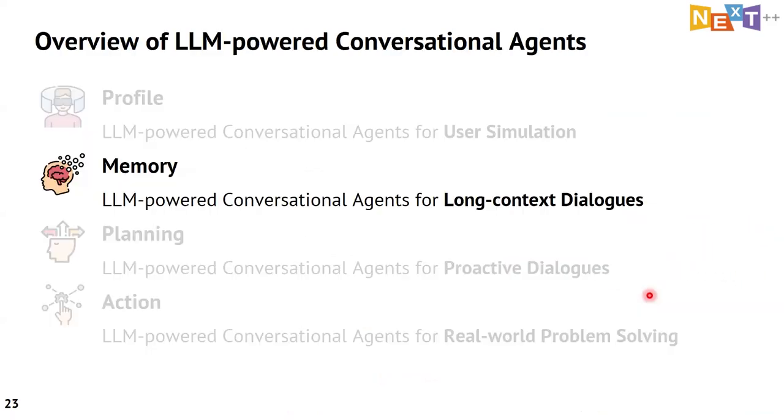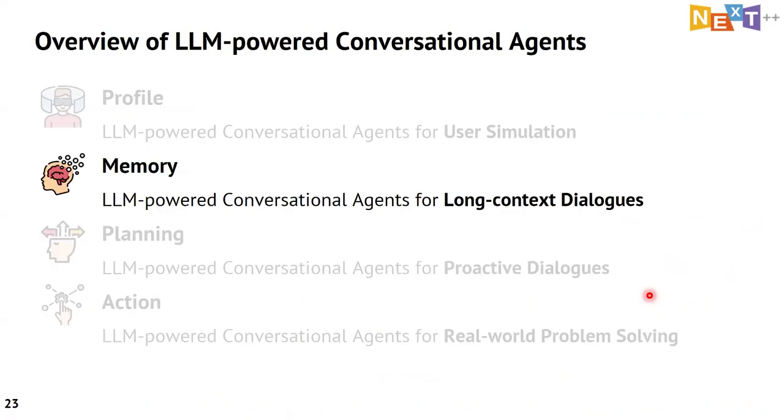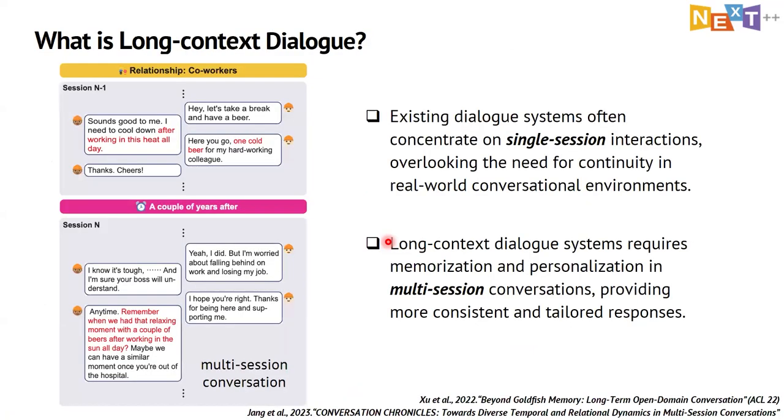And so that's the first part about the profiling capability of the LLM-powered conversational agents, which is mainly used for user simulation. And for the second part of the LLM-powered conversational agent, which is more about the memory capacity, we will talk about the LLM-powered conversational agents for long context dialogues. So here we first need to introduce what a long context dialogue is.